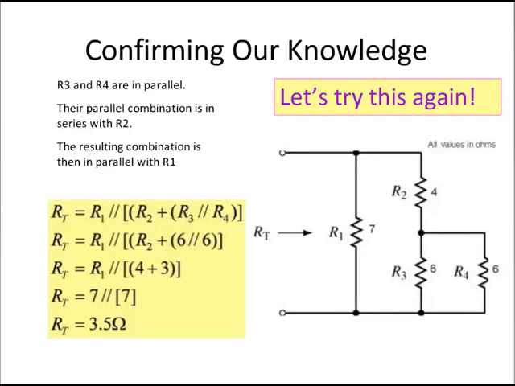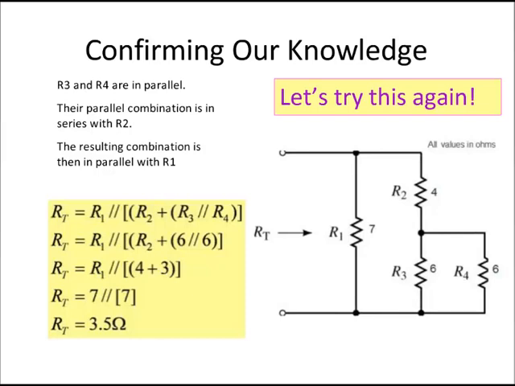So I start at the very right hand side of the diagram, and I have R3 in parallel with R4. So inside the big equation there, where I have R3 in parallel with R4, I substitute the values. What I'm going to do is work along here and collapse this equation from right to left. So I have my 6 ohms in parallel with 6 ohms, which gives me 3 ohms.